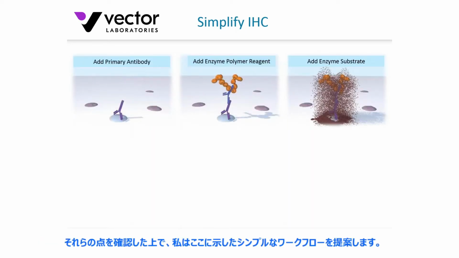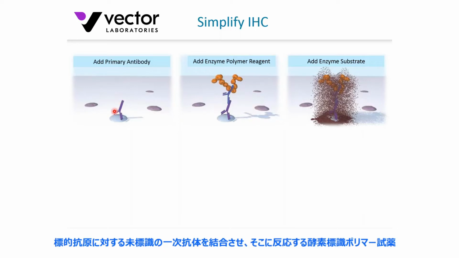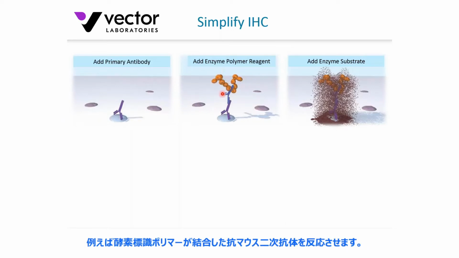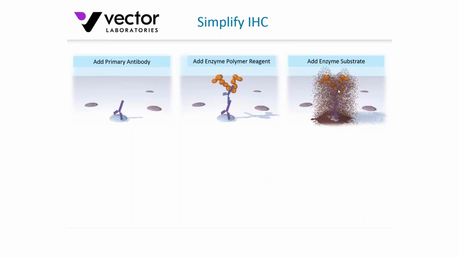Okay, so once we've got that, we certainly do recommend a very straightforward methodology, such as the cartoon images that I have here, whereby you have an unconjugated primary antibody that binds to a target antigen, and we recommend using something like one of these ready-to-use enzyme polymers, for example, an anti-mouse secondary antibody polymer with the enzyme conjugated to it, that binds to this mouse primary antibody, and then you detect with an enzyme substrate, such as, for example, DAB.